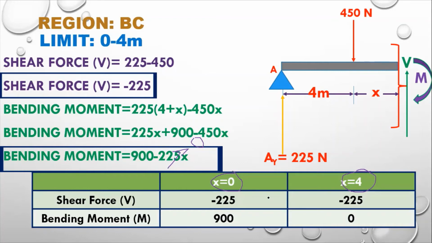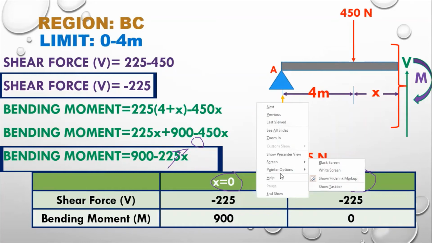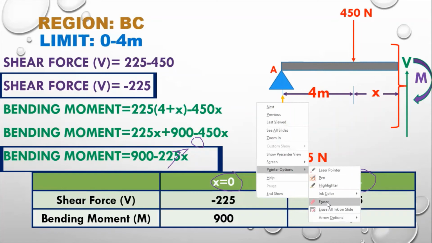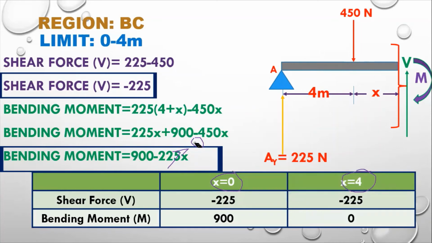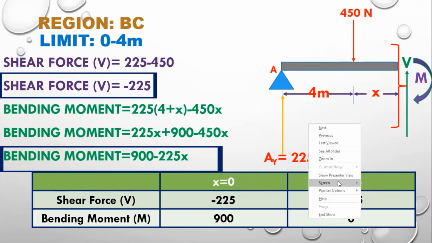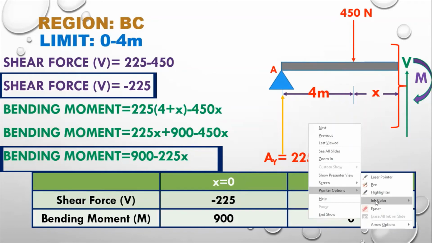So now I am going to finalize the table, and I will write down the complete table. I am going to make the complete table for regions AB and BC. When I complete the table, then I will construct the shear force and bending moment diagram. So I am moving towards the next slide.